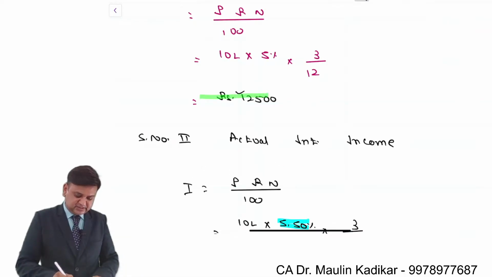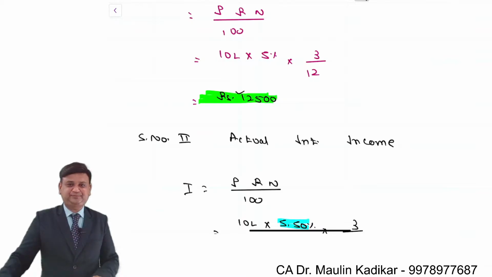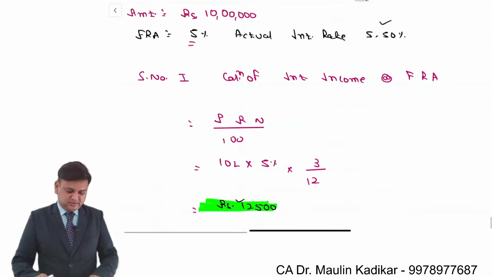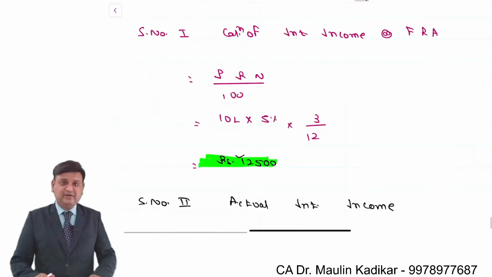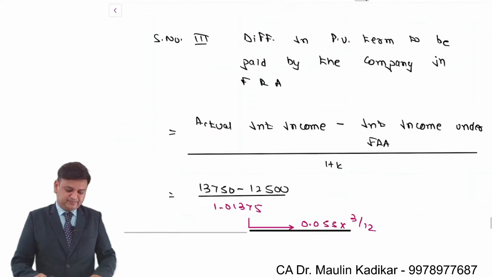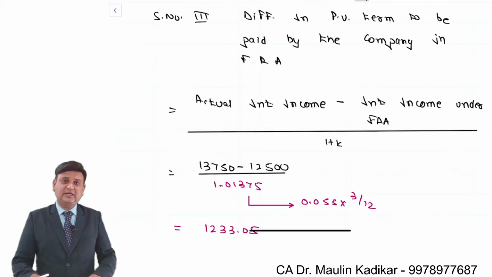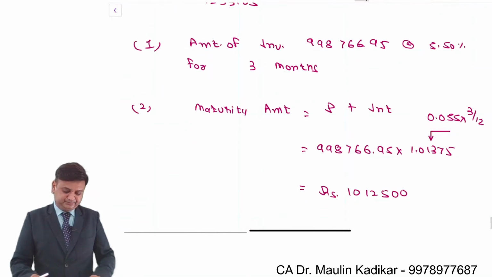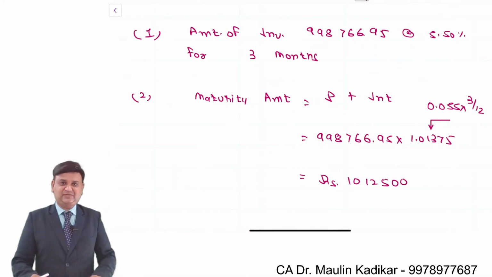So this is the way there is an execution of the forward rate agreement. So please take down the answer. First of all, execution of FRA. In that, step number 1, interest income at the FRA rate. Step number 2 is actual interest income. Step number 3 is that in present value term, it is settled. And these are the two specific answers.